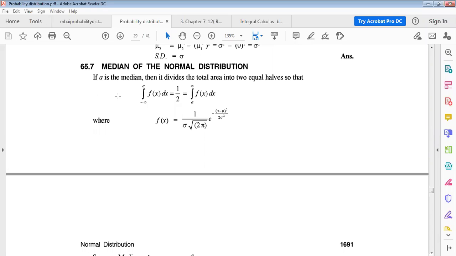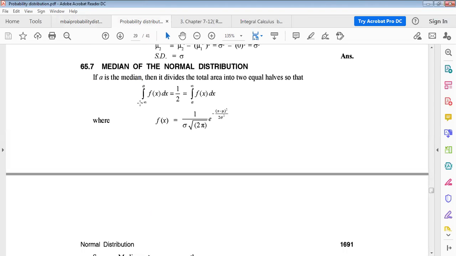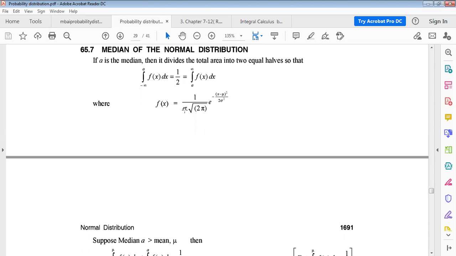Now, the median of the normal distribution. If we take A as the median, then it divides the total area into two equal halves, so that the integral from minus infinity to A of f of x dx equals the integral from A to infinity of f of x dx. Because we can divide this into two parts, this is one half portion and this is the other, equal portion. Since the total curve is from minus infinity to plus infinity, the integral from minus infinity to A of f of x dx equals the integral from A to infinity of f of x dx, where f of x is the probability density function for the normal distribution.